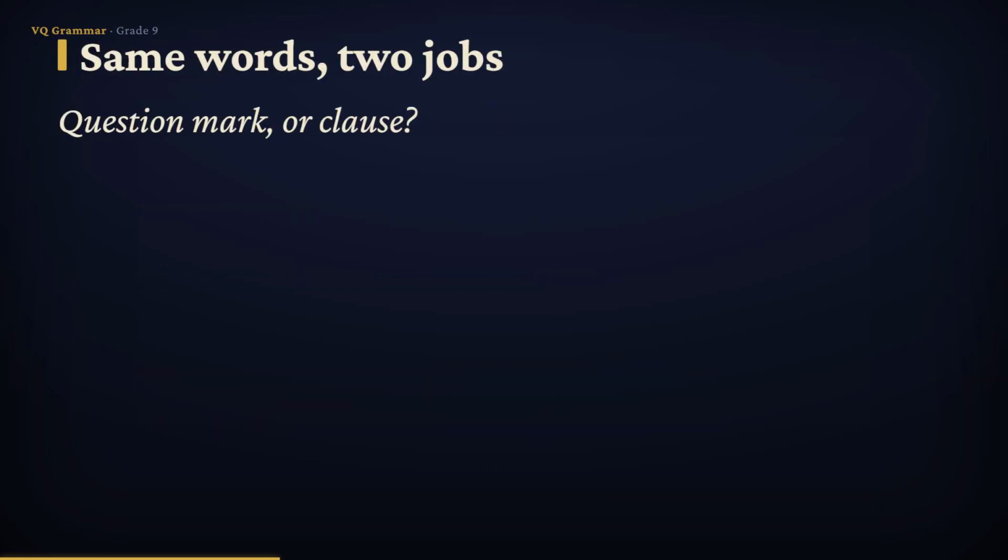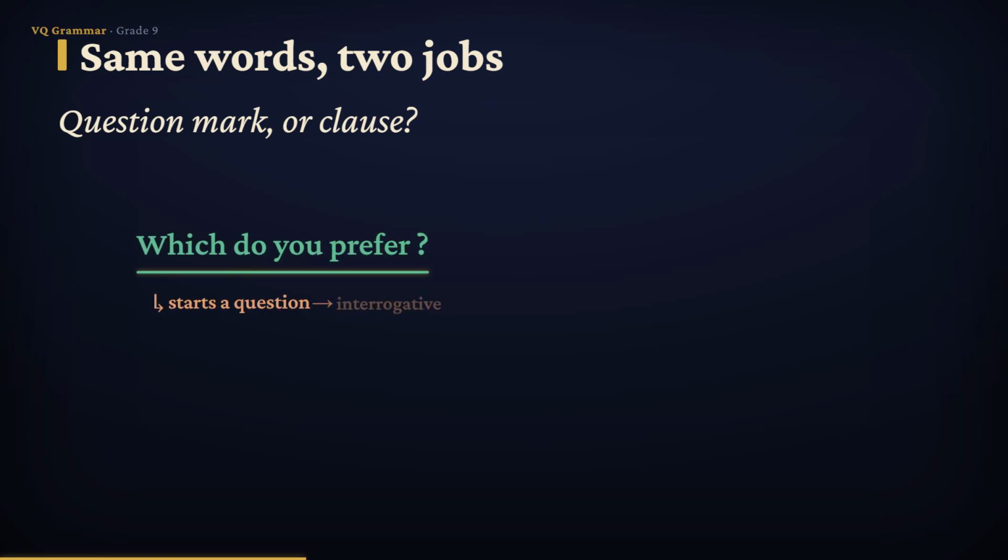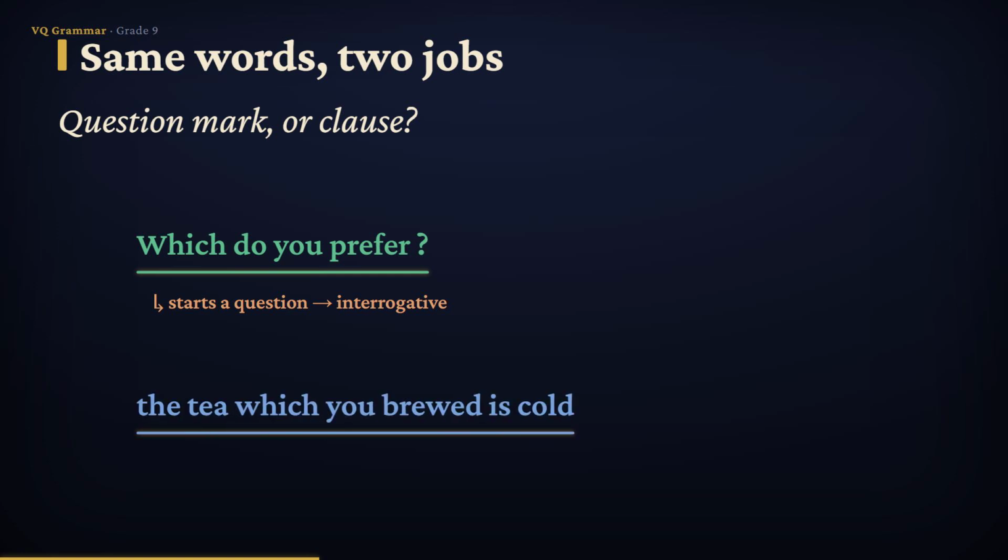Now, you might have noticed something. Who, whom, whose, and which show up on both lists. So how do you tell an interrogative from a relative? Easy. Look at what the word is doing in the sentence. In which do you prefer? The word which launches a question, so it's interrogative. But in the tea which you brewed is cold, the word which isn't asking anything. It opens a clause that describes the tea. Same word, completely different job. The question isn't which word it is, it's what the word is doing.